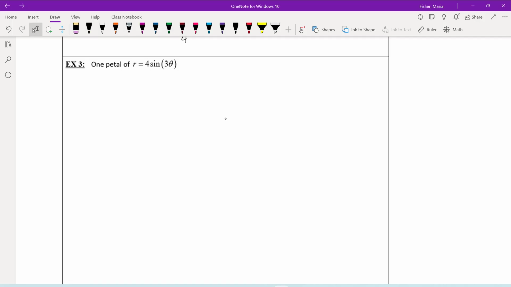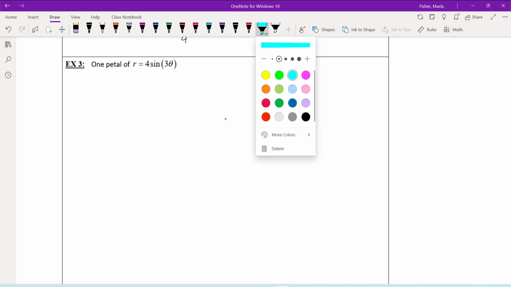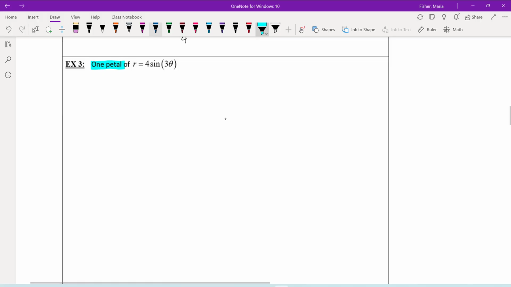Our next one is 1 petal of r equals 4 sine of 3 theta. Well, since it's telling you that you want to do 1 petal, you already know that you're a rose. So I'm already told that this is a rose.